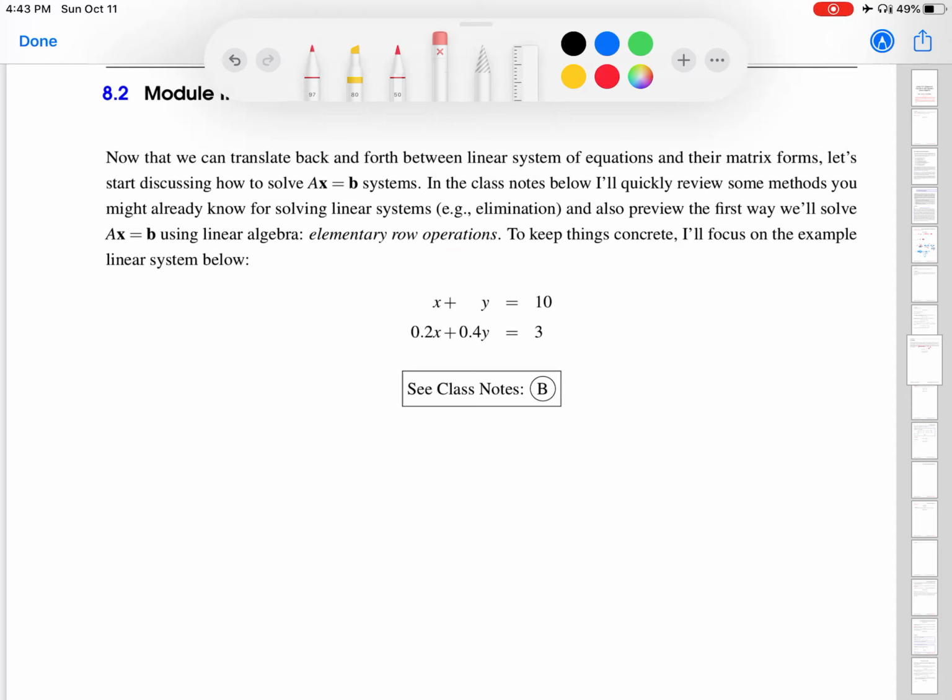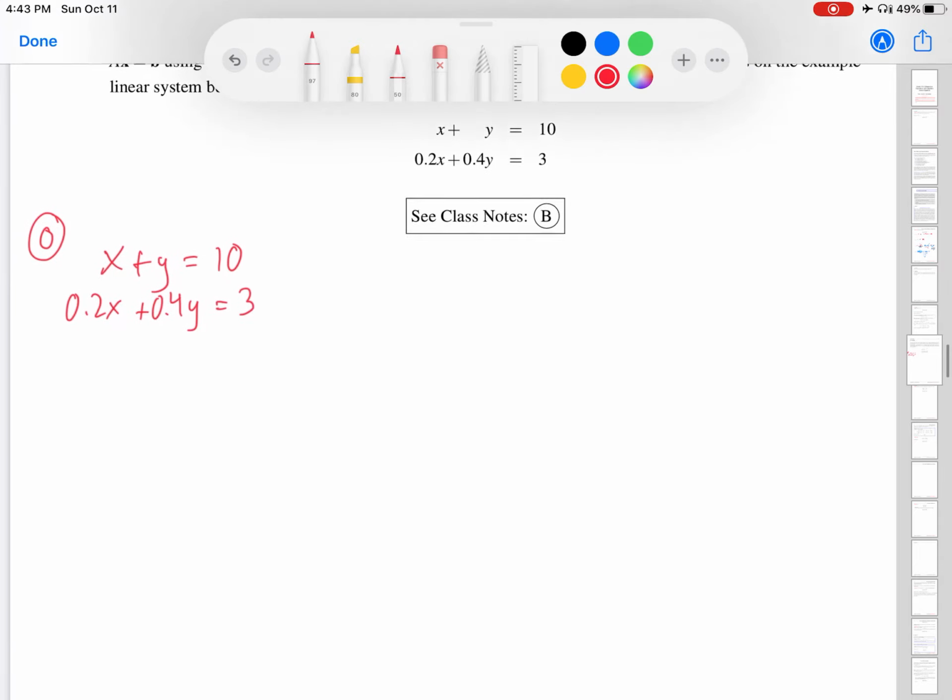So let's get started over here. I'm going to take the linear system, rewrite it over here, and then use this as an opportunity to illustrate these elementary row operations. I'm going to keep track of what the operations are that we're doing. I'm going to call this step number 0, right? I just rewrote the problem. I haven't started solving it.